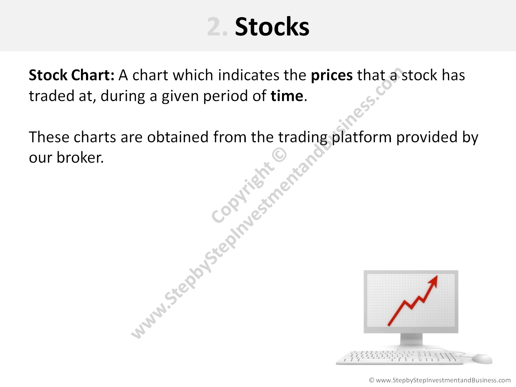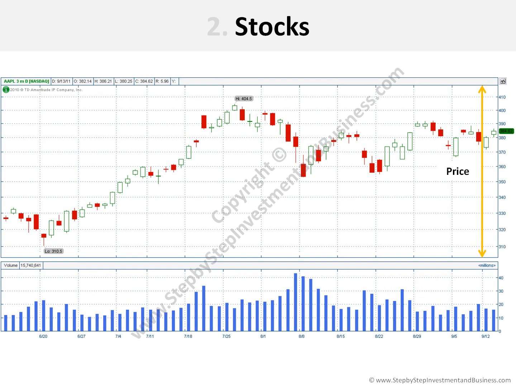Now, let's see what is known as the stock chart. It is a chart which indicates the prices that a stock has traded at during a given period of time. These charts are obtained from the trading platform provided by our broker. Here we can see an image of a stock chart, where the vertical axis represents the stock price and the horizontal axis represents the time. In other words, the graph shows how the stock price has changed for a specified period of time.